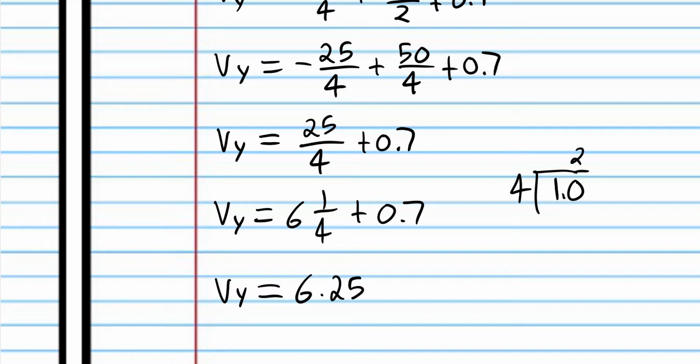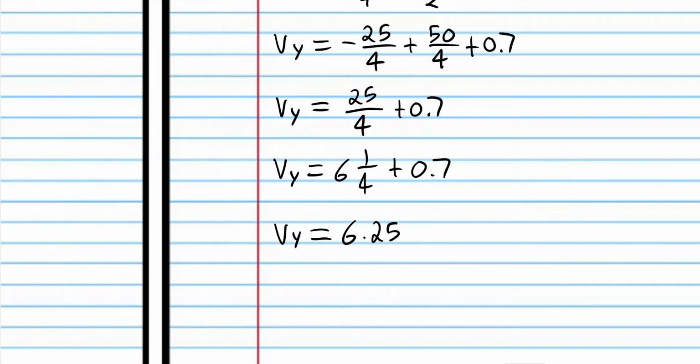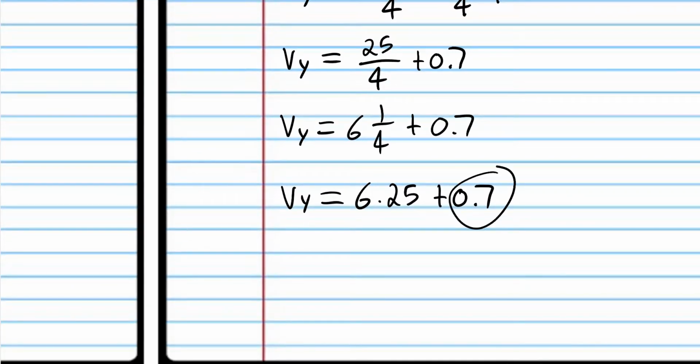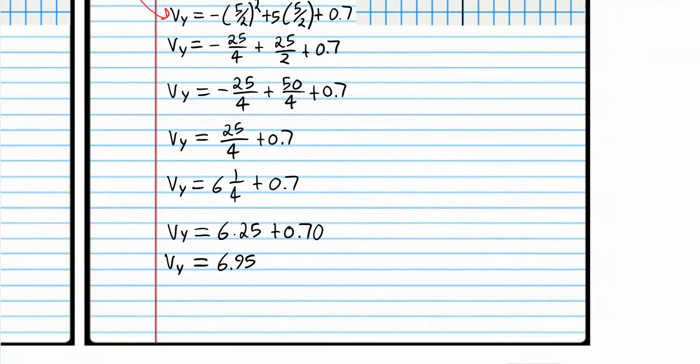4 goes into 10 2 times. 4 times 2 is 8. 10 minus 8 is 2, so on and so forth. Add a 0. Goes in 5 times, bring up the decimal, so on and so forth. Again, that's just basic arithmetic. We don't really have time to go over that much now. So then we have 6.25 plus 0.7, and you can just consider this to be 0.70. You know, you can just add a 0. That might help you to contemplate what's going on here. So 70 plus 25 is 95, so we have 6.95. Again, this is just basic arithmetic.